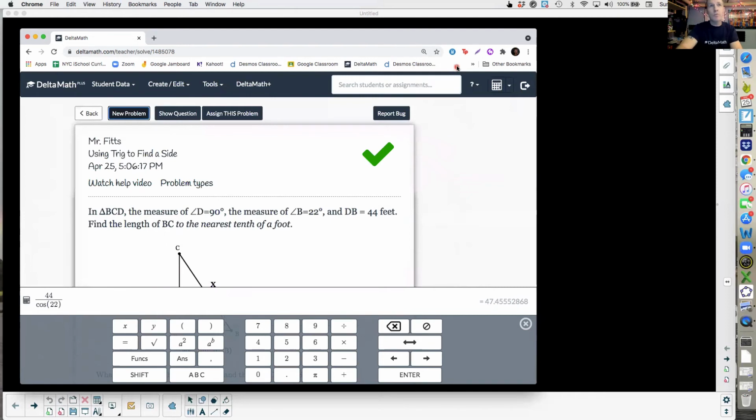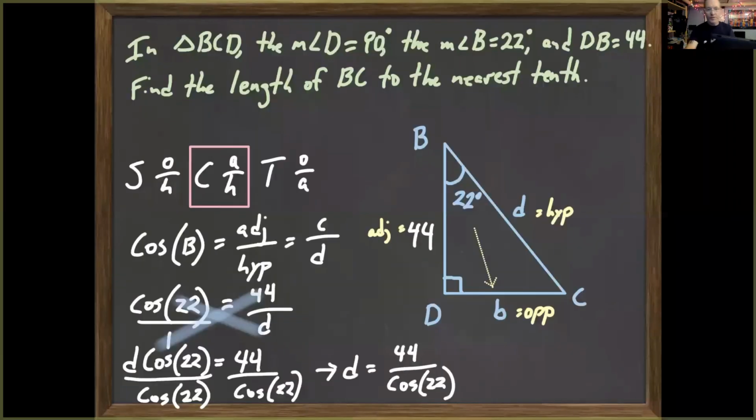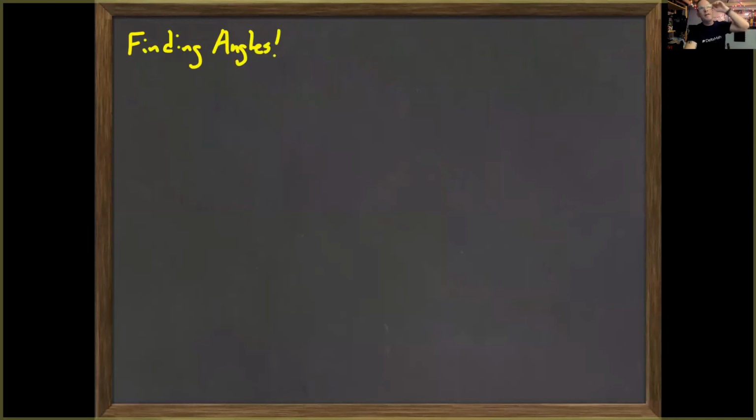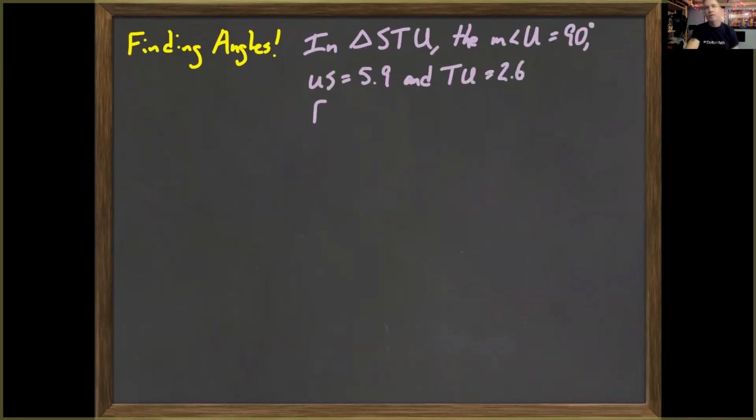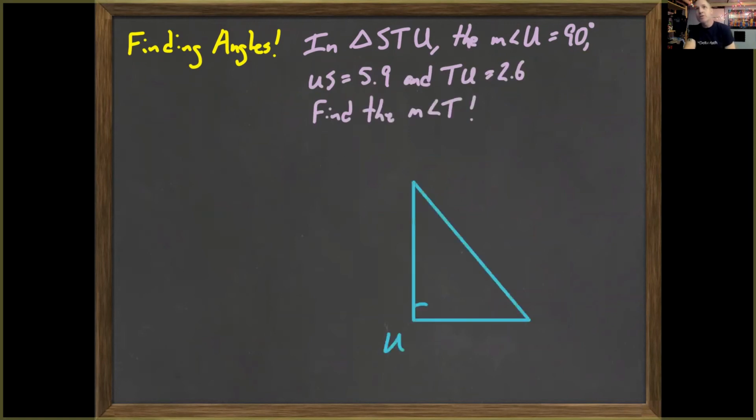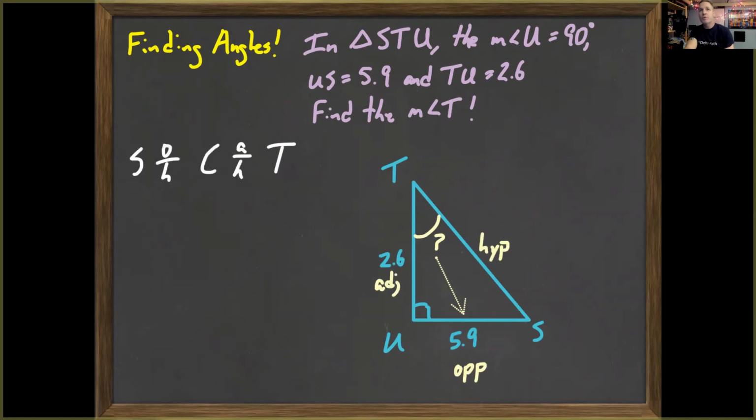So let's look at one more on how to find angles, and let's take a look at that problem now. Okay, so let's look at this problem. So we want to find an angle now. So in triangle STU, Stu, I had a good friend named Stu, the measure of angle U equals 90, US equals 5.9, and TU equals 2.6. Find the measure of angle T.